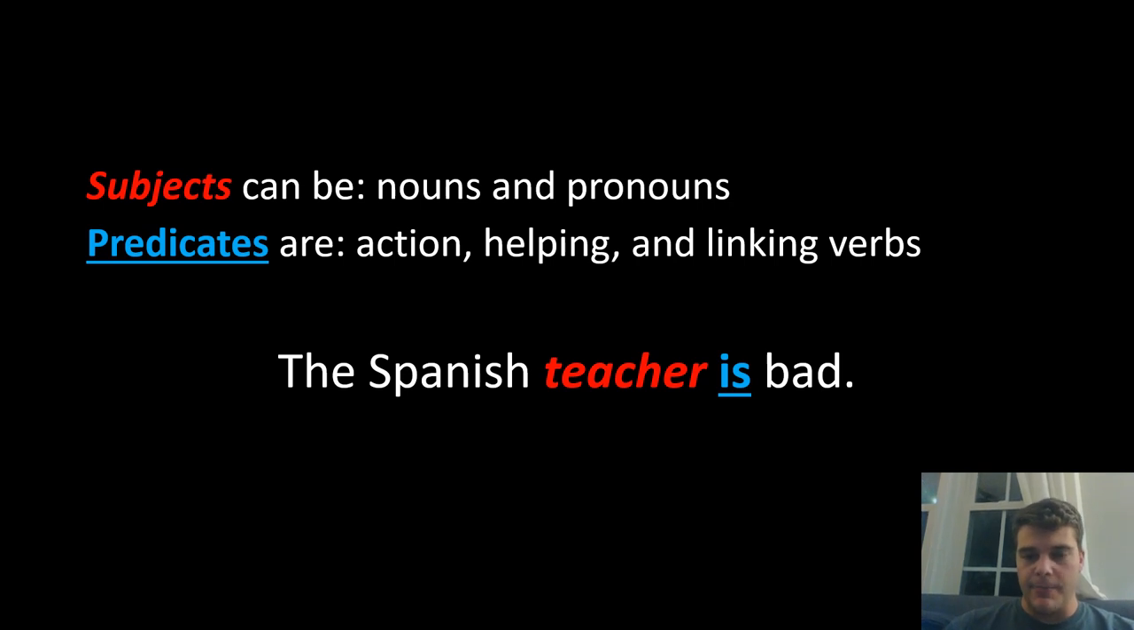Okay, so here's an example where I have the predicate in blue and it's underlined, and the subject is in italics and it's in red. So the Spanish teacher, the subject, is bad, the predicate. All right.